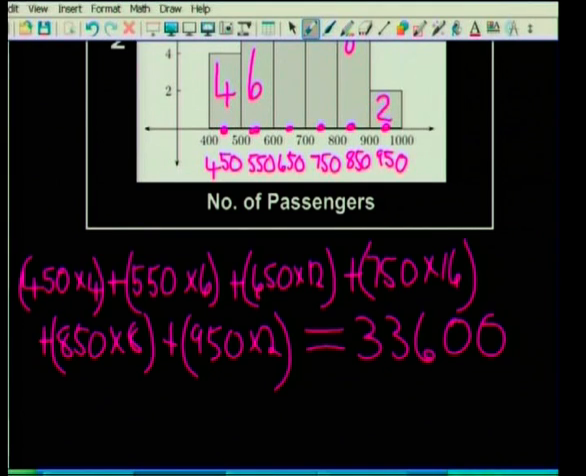33,600. How did I calculate that again? I got the midpoint of each interval and I multiplied it by the frequency and added them all together. Right, let's have a look at our next question.